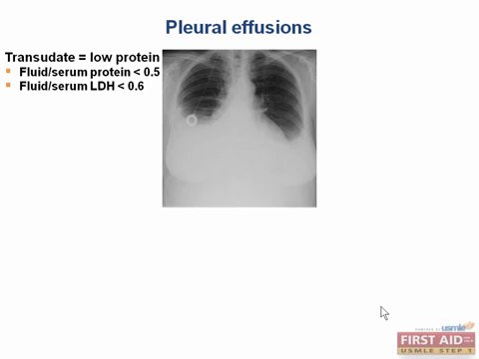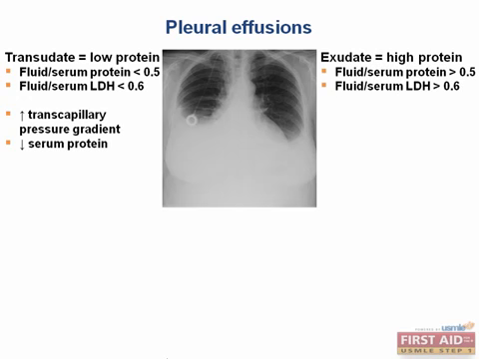Now, what's the physiologic mechanism for transudative pleural effusions? Well, they can happen when either the transcapillary pressure gradient is increased or the serum protein content and thus the oncotic pressure is decreased, such as in congestive heart failure, nephrotic syndrome, or hepatic cirrhosis.